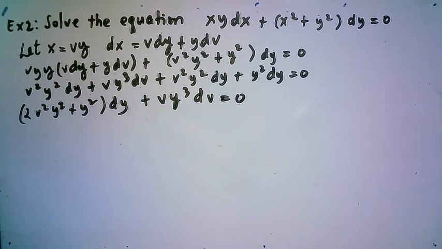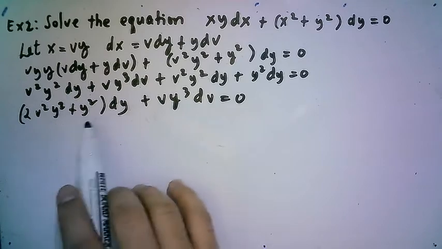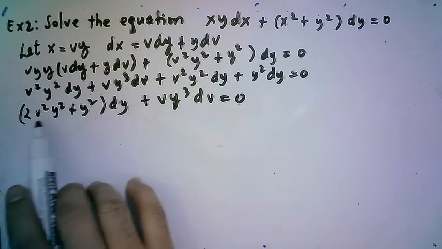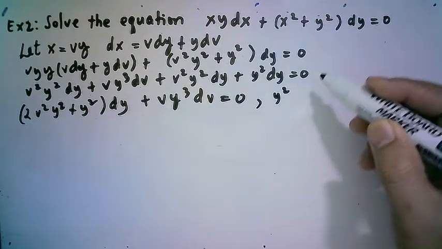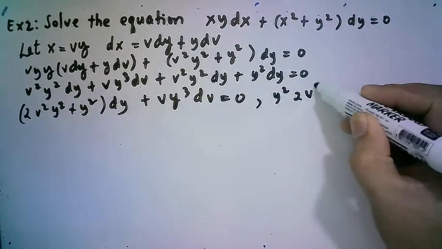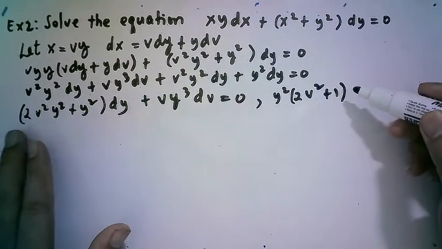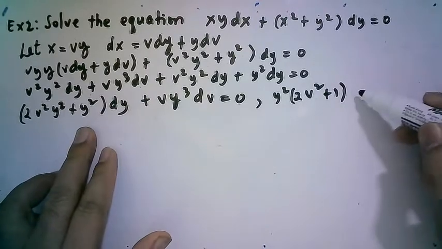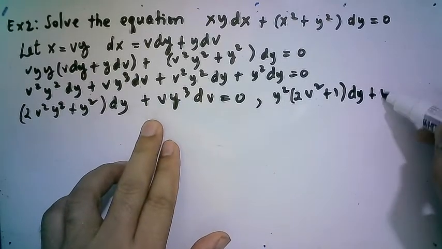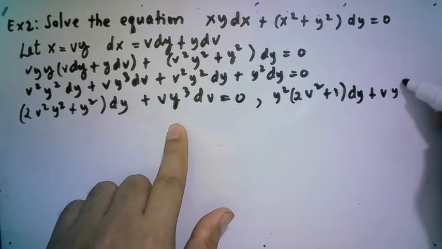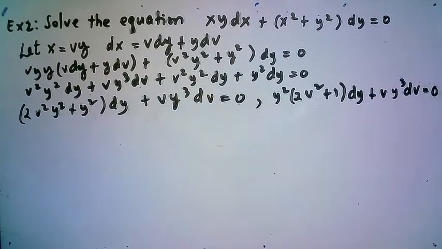For this part we will factor y squared. So y squared, and you have here 2v squared plus 1. What remains here is 2v squared plus 1, that is your dy, and then plus vy cubed dv is equivalent to 0.